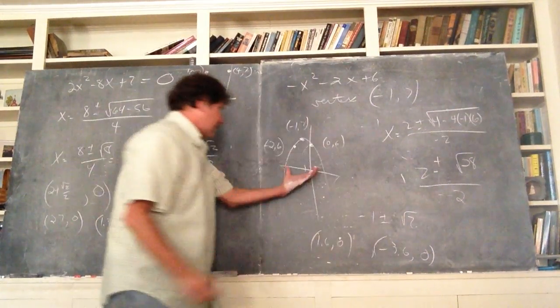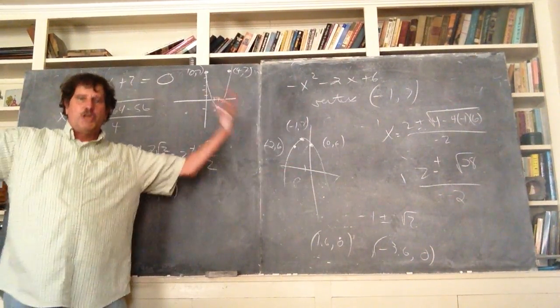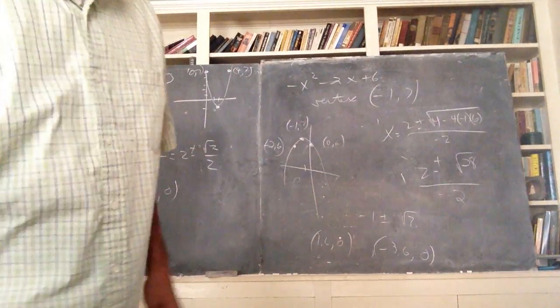And I did that just to check. Whoa, there's 1.6, there's negative 3.6. Yes! Nailed it. I hope this is helpful.